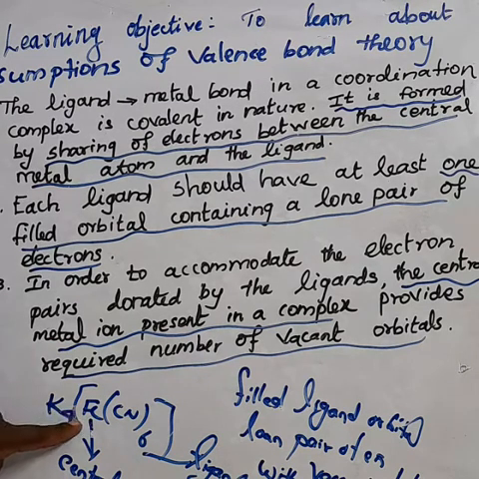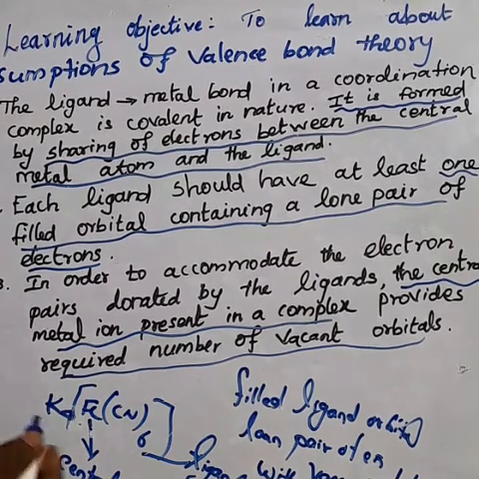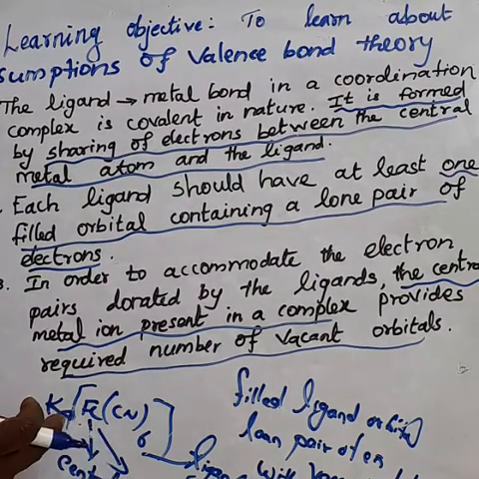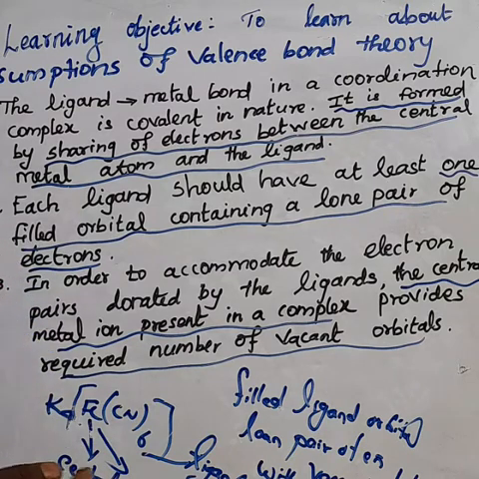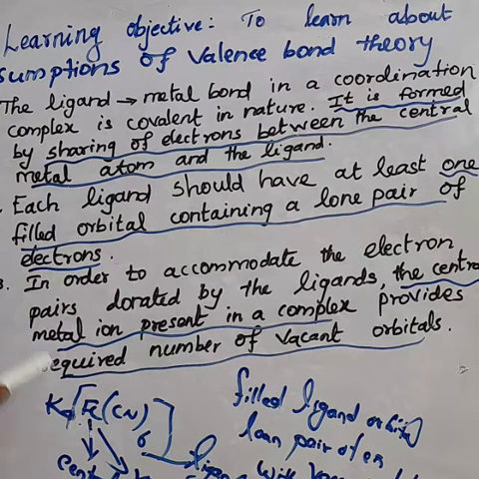The central metal atom or ion present in the complex must provide the required number of vacant orbitals. That means the Fe ion, the metal ion present in the complex, provides the required number of vacant orbitals. What orbitals? Vacant orbitals. What does the first assumption tell us? The sharing of electrons between the central metal atom and the ligand.